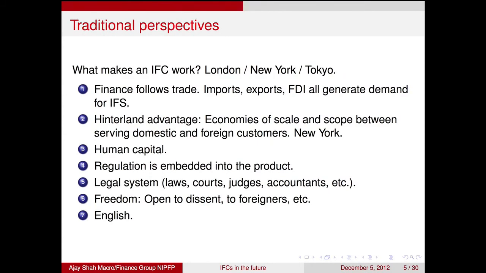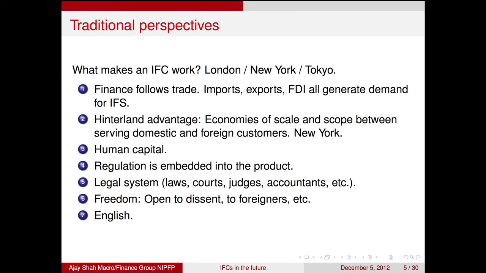Now, to finish with my review of traditional knowledge in this field, what makes London and New York work and what went wrong with Tokyo? I feel that we have understood 7 pieces of the puzzle. The first piece of the puzzle is that finance follows trade. This is a great lesson from London of the 19th century. That when you have immense amounts of cross border international activity, both imports and exports and FDI, then all this inexorably generates demand for international financial services. For a firm located in London to do business from the Americas to India required many elements of international financial services that generated the demand, which was the anchor of how London emerged.